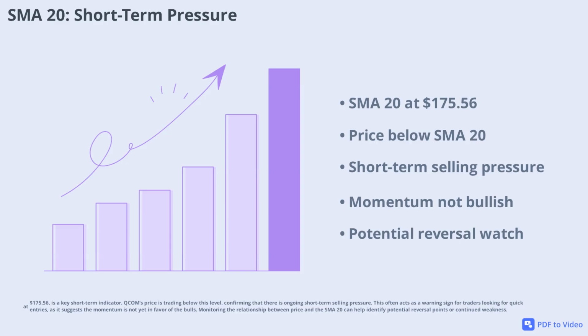The 20-day simple moving average, currently at $175.56, is a key short-term indicator. QCOM's price is trading below this level, confirming that there is ongoing short-term selling pressure. This often acts as a warning sign for traders looking for quick entries, as it suggests the momentum is not yet in favor of the bulls. Monitoring the relationship between price and the SMA 20 can help identify potential reversal points or continued weakness.